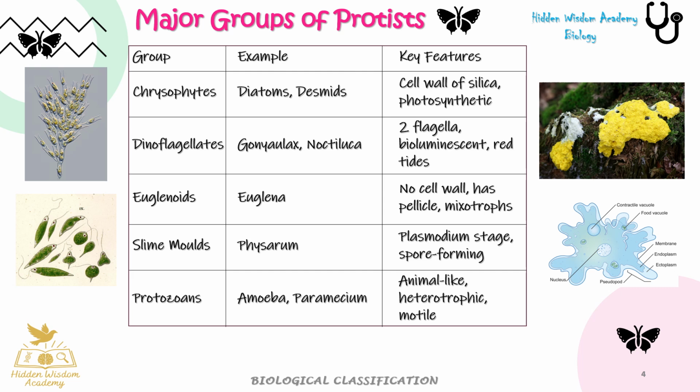3. Euglenoids. An example is Euglena. The key features of euglenoids are that they have no cell wall, have a pellicle, and are mixotrophs. 4. Slime molds. An example is Physarum. The key features of slime molds are that they are in the plasmodium stage and spore-forming. 5. Protozoans. Examples are amoeba and paramecium. The key features of protozoans are that they are animal-like, heterotrophic, and motile.